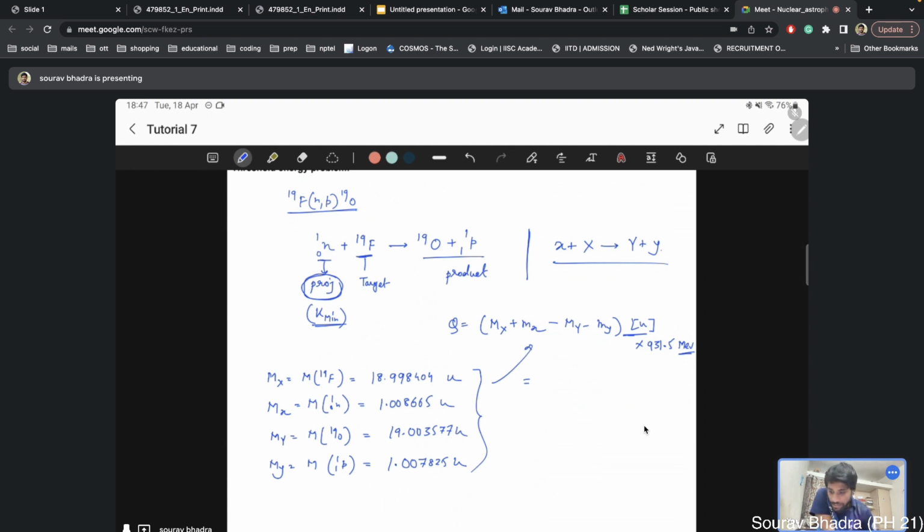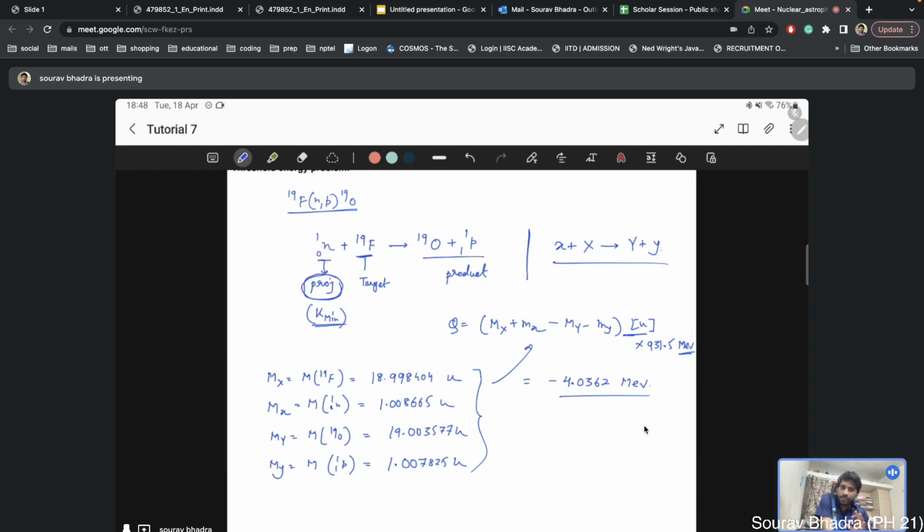You will get the value as minus 4.0362 MeV. So here the Q value is negative. You have seen that the Q value may be positive, may be negative. That depends on whether the reaction is endoergic or exoergic, that means whether we have to supply energy or we will get energy from the reaction. That is a separate thing, I will not go into that.